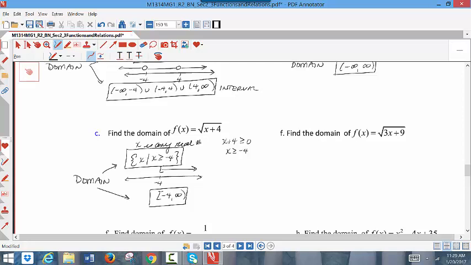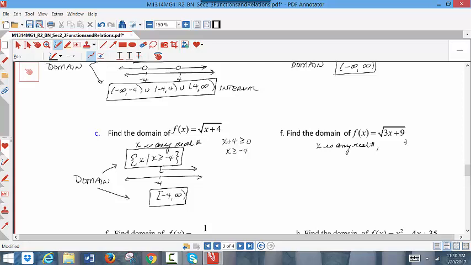Alright, part F. Very similar to part C. I don't know why in the world I've got these lettered incorrectly. In this example, you're thinking the domain is any x value, and I'm going to pick x to be any number I want it to be. Then I stop and I look and I check to see if I have a square root or a fraction. This is a square root. So there will be restrictions.